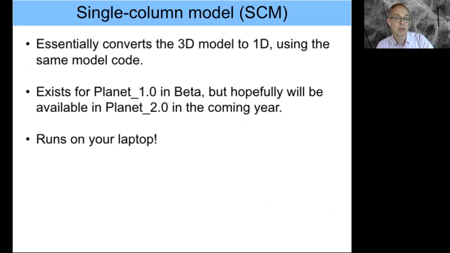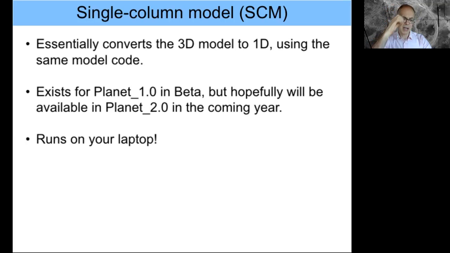We have it working in kind of a beta mode for Planet 1.0, and we were hoping to also make it available in Planet 2.0. But to be honest, we have had almost no requests for this to work. The advantage of using the 1D model, of course, is that it runs very quickly. So you can do large parameter sweeps with a 1D version of ROCKE-3D, which could be nice. It can run on your laptop because it only needs 1 core.